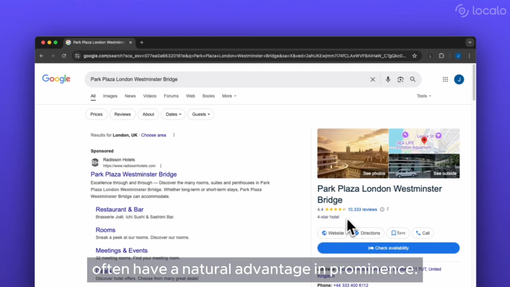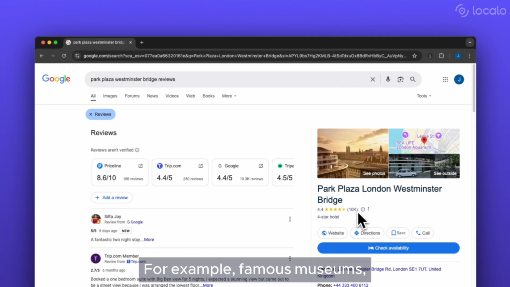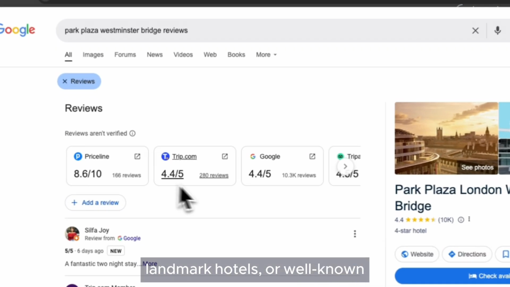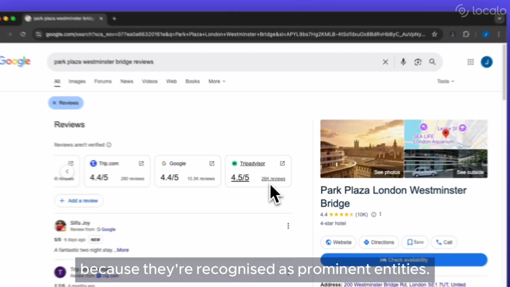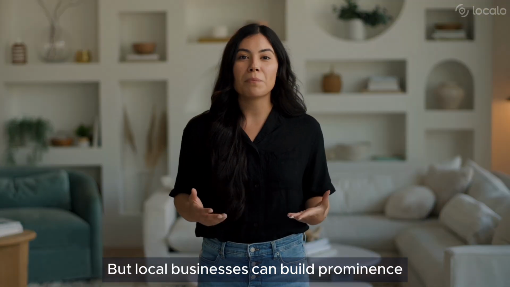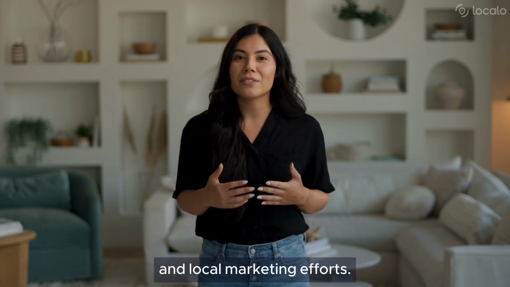Well-established businesses often have a natural advantage in prominence. For example, famous museums, landmark hotels, or well-known brand stores may rank well because they're recognized as prominent entities. But local businesses can build prominence through consistent online reputation management and local marketing efforts.